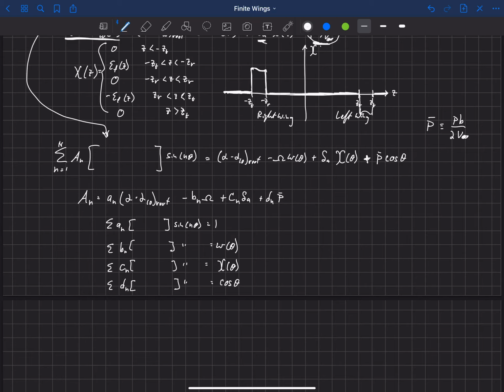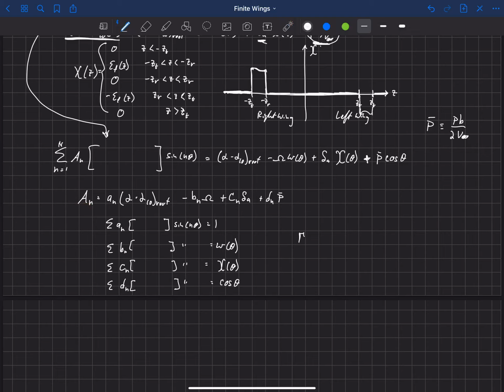Okay, so this is how we come up with our decomposed Fourier coefficients. We solve these systems of equations, and the internals of each of these are identical. It's just the right hand side that's changing for each of these. We're going to store them in an, bn, cn, and dn, and then we can reconstruct capital AN by adding them all together and multiplying by these magnitudes. So BN will be multiplied by the amount of washout, Cn by the aileron deflection, and Dn by our non-dimensional rolling rate.